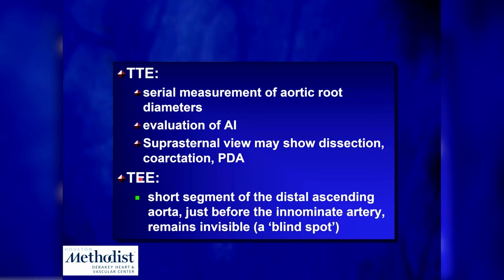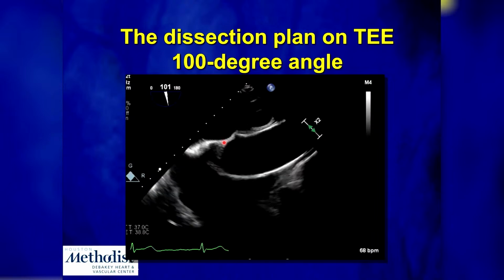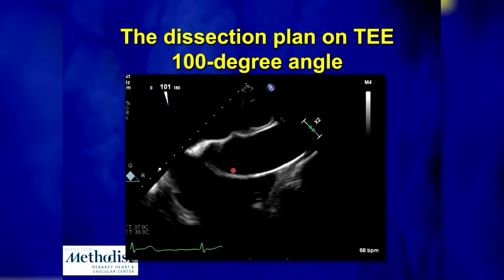And transesophageal echocardiography would be helpful to show the segment of the proximal ascending along with the distal ascending aorta, typically when we see the aorta just before the innominate artery, before we hit that blind spot when we are retrieving our probe from the distal descending aorta all the way to the ascending aorta. And this is usually what I tell the fellows on the transesophageal echo: this is going to be your dissection plane on TEE.